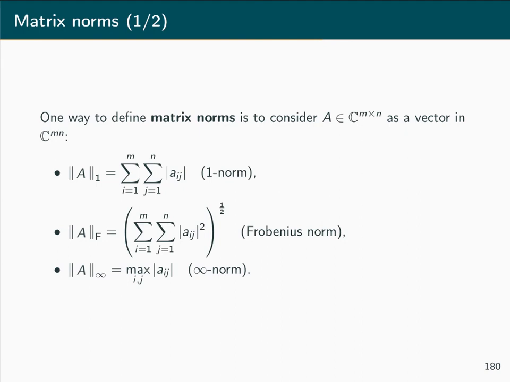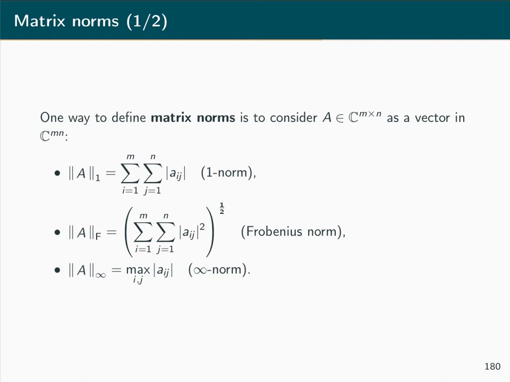In the second part of this chapter, we will look at matrix norms, which will lead us to the concept of an induced norm, which again has a close relationship to the singular values. But before we get to the concept of an induced norm, we first look at a different way to define matrix norms, and that's by considering an m by n matrix simply as a vector in C^(m times n). By this, we can for instance define the one norm of the matrix A as the sum of the absolute values of all of its entries.